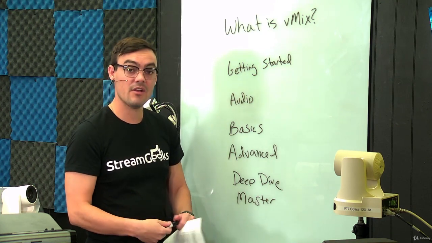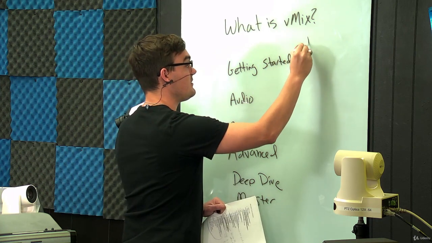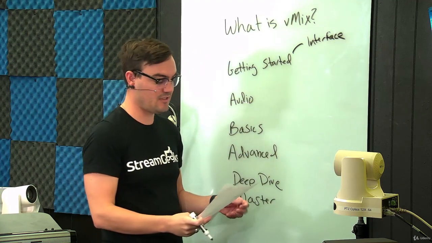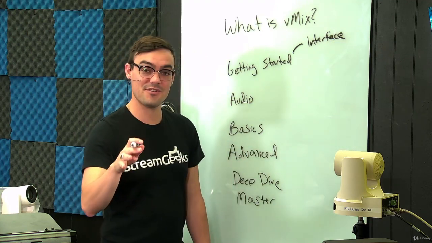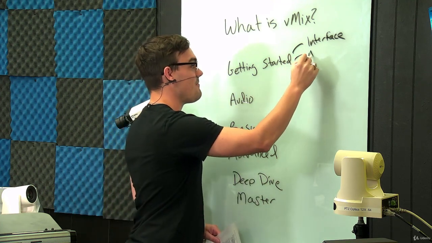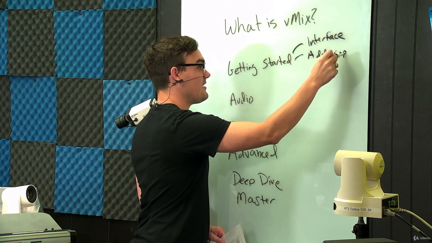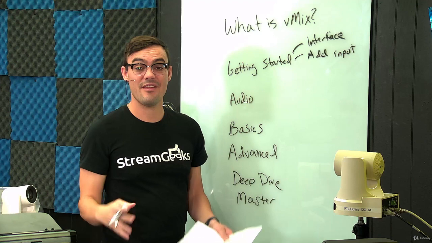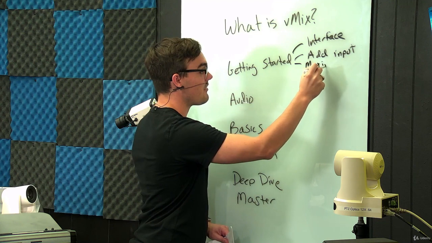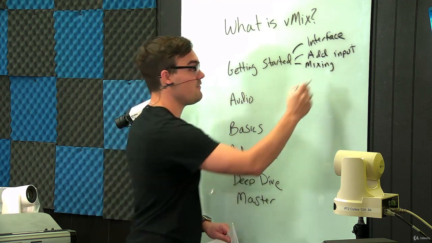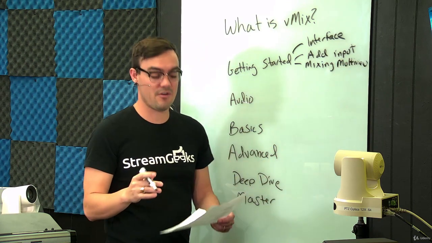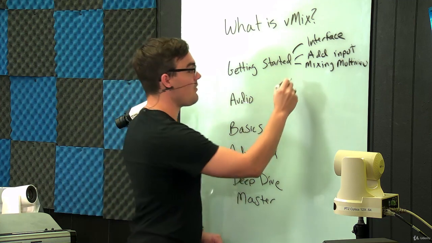Now, when we're getting started, we're going to go over the interface, just to familiarize you with the software. If you're just getting started, or if you're a professional or if you've used this in the past, you'll probably still find a few new pieces of the interface. We'll talk about adding inputs, and inputs are all of the different types of media that vMix can use in the setup. Then we'll talk about mixing inputs together and using the multi-view feature that allows you to mix, preview screens together. Then we will talk about working with titles.